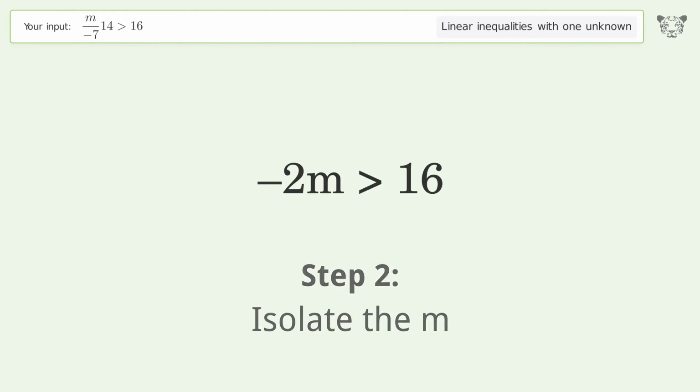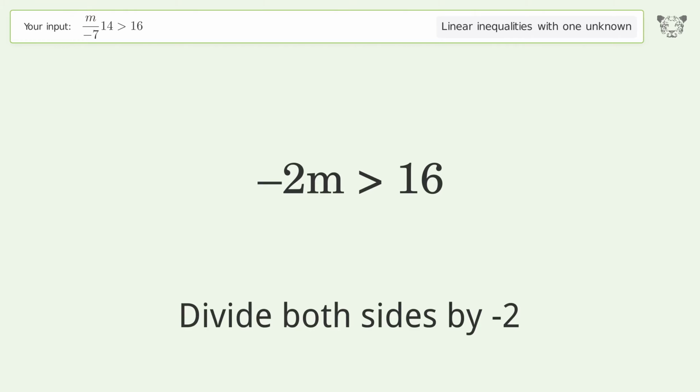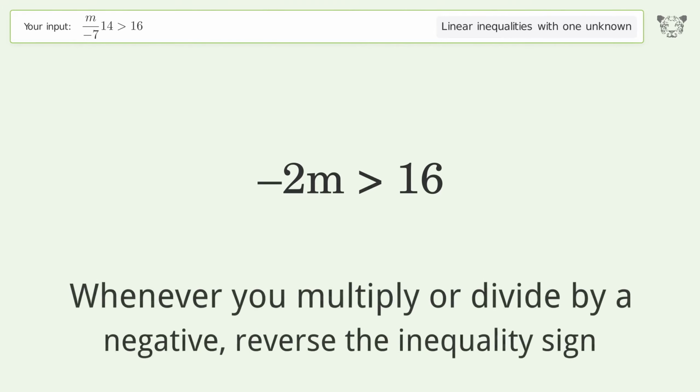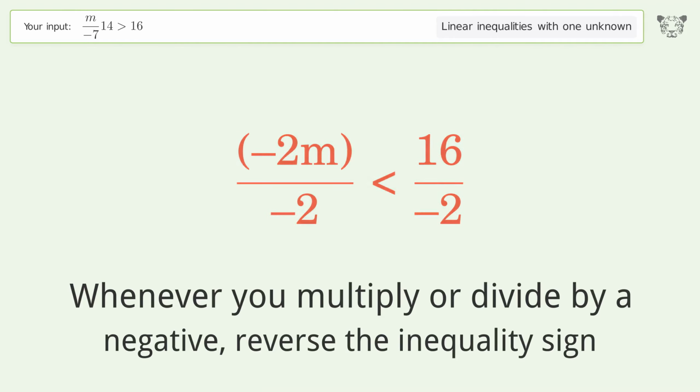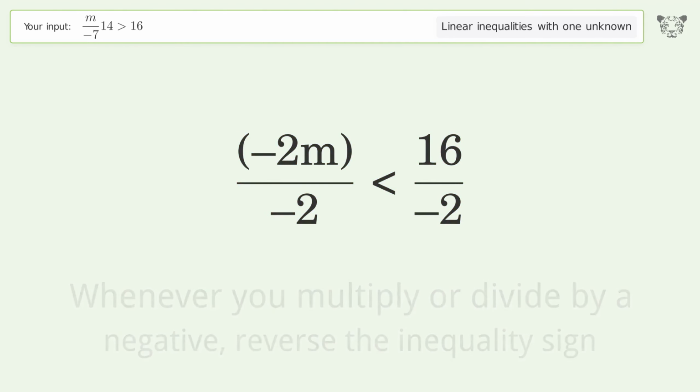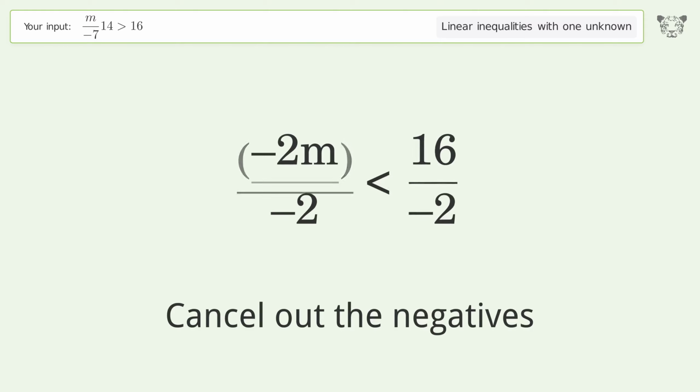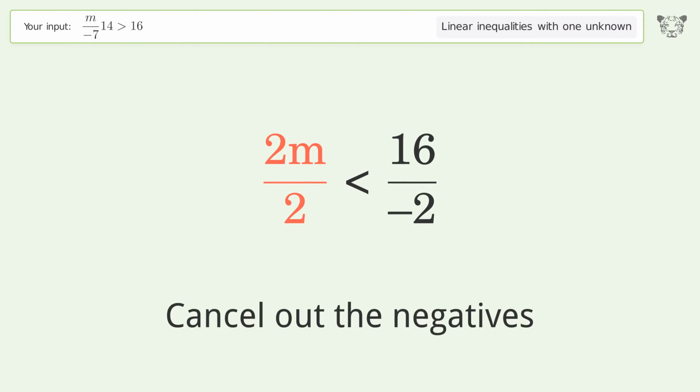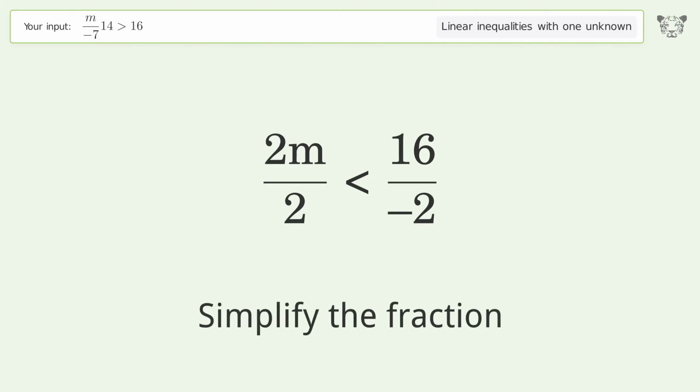Isolate the m. Divide both sides by -2. Whenever you multiply or divide by a negative, reverse the inequality sign. Cancel out the negatives. Simplify the fraction.